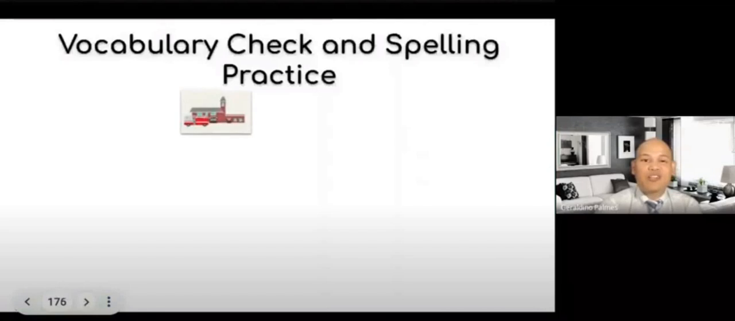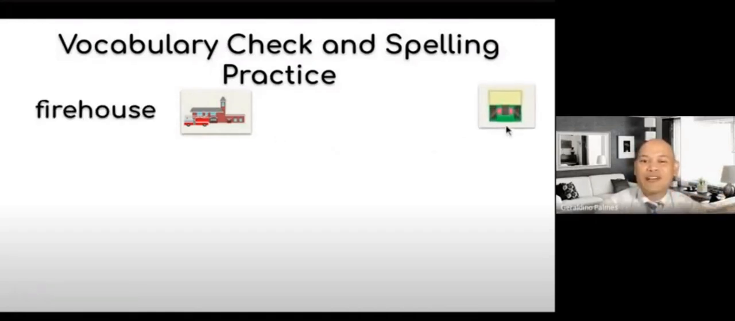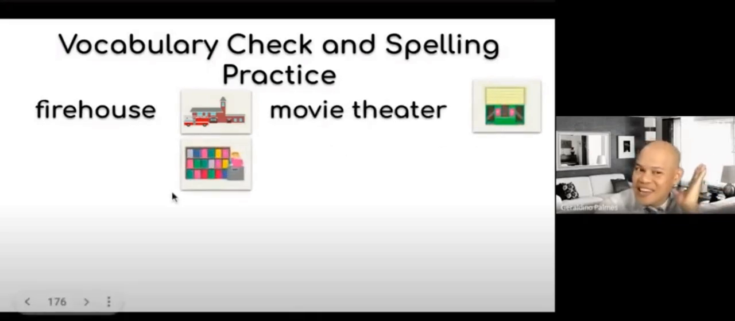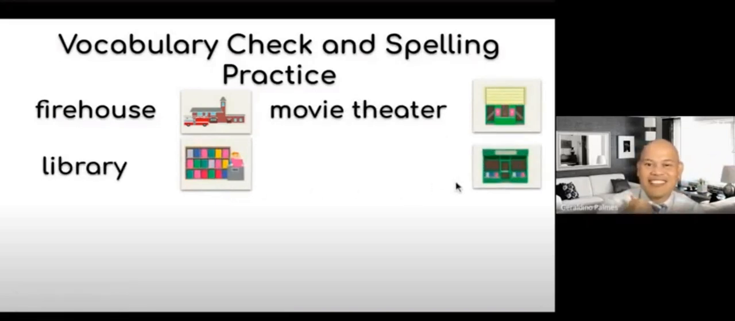Now I will show you the picture. I want you to practice. What place is it? It's a firehouse. Very good. What about this one? It's a movie theater. Very good. What about this? It's a library. Good job. What about this?